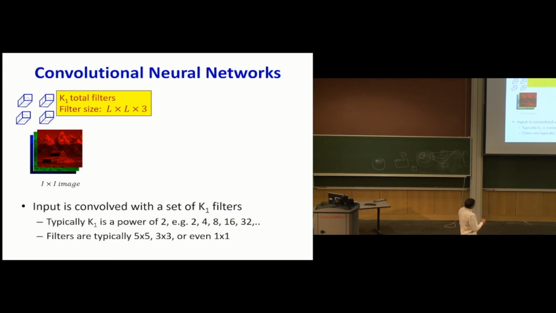And the filter sizes, this L, so again, observe that the filter is L cross L cross 3. This 3 represents the number of colors over here, right? What is L?